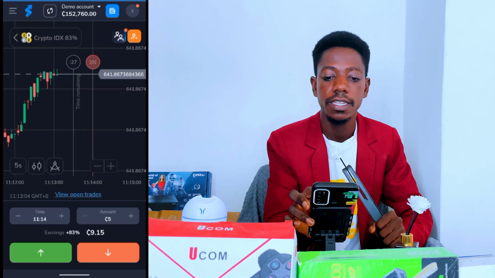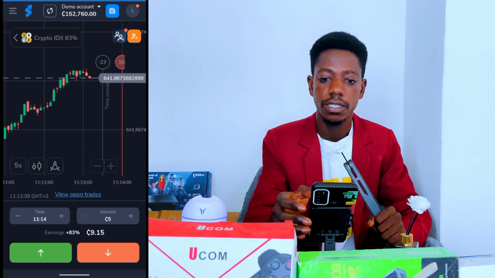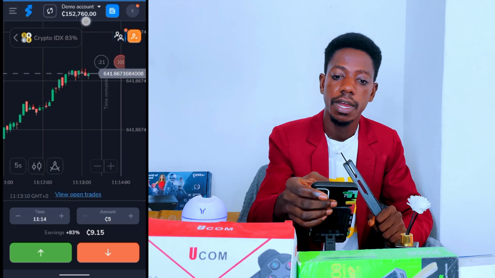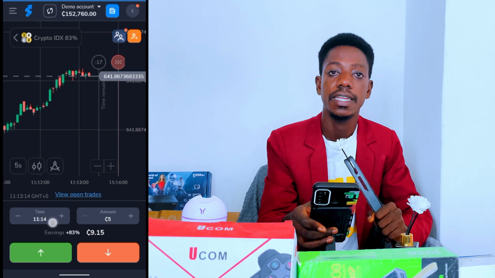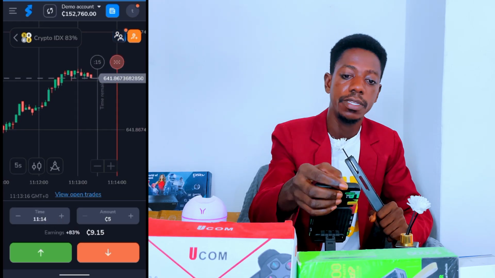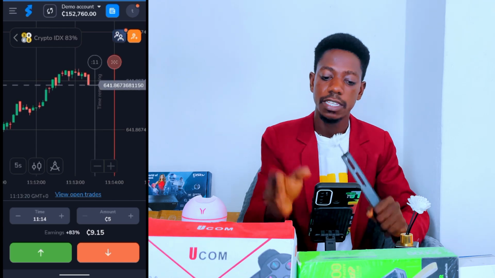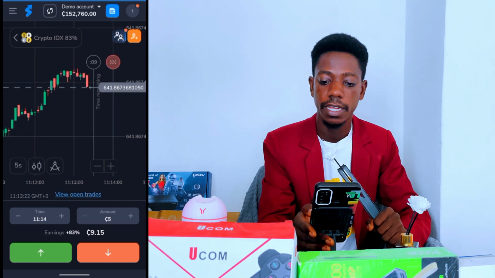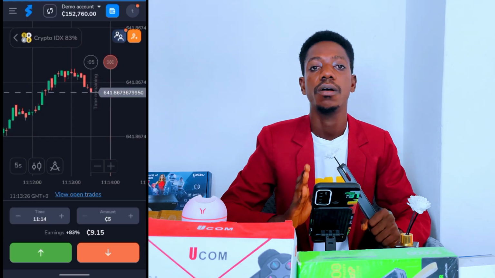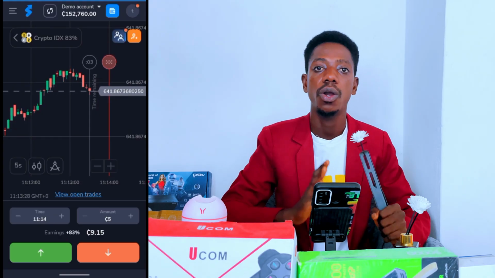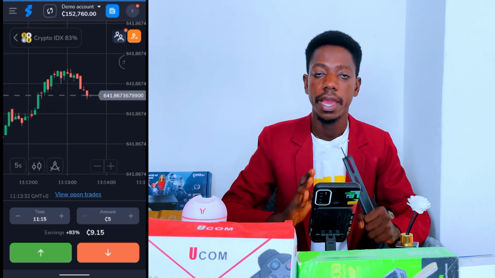Okay, so here let's check something. You can see with the demo account that I have here, as I said, here is where you set the time frame. You can see the time is 11:13 here, so the time for the next run will be 11:14, and here you set the amount. So let me use this account to practice so that you know how you can easily use the Stockity to make something cool, earn from it.